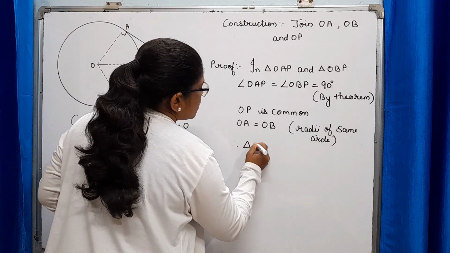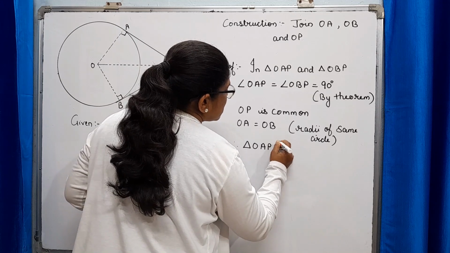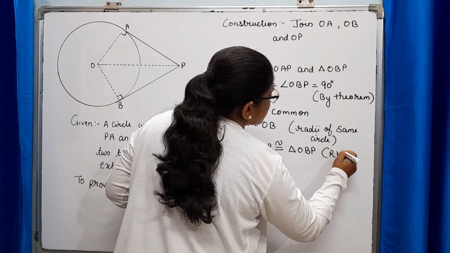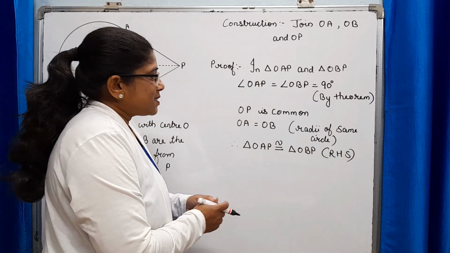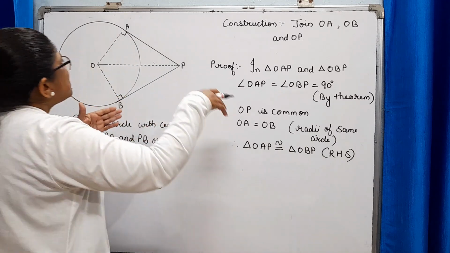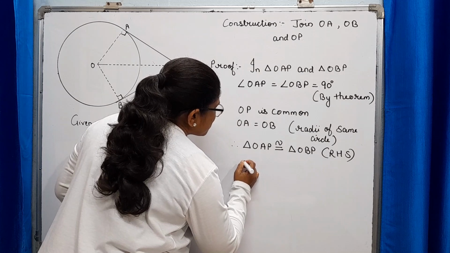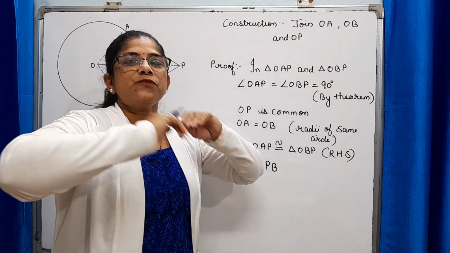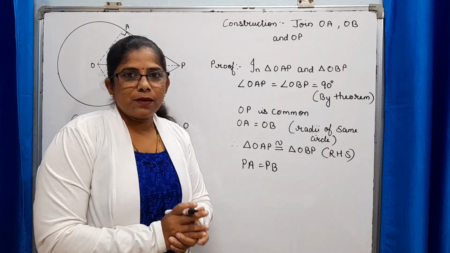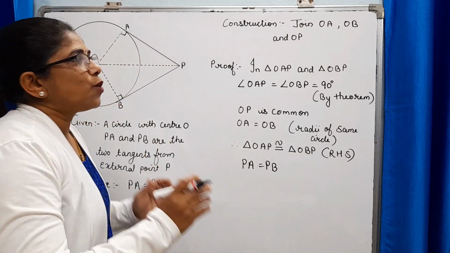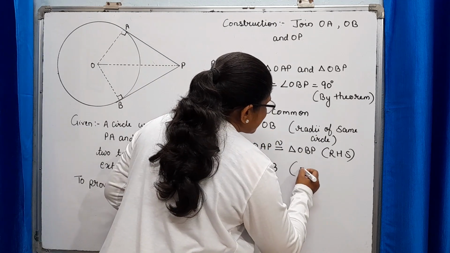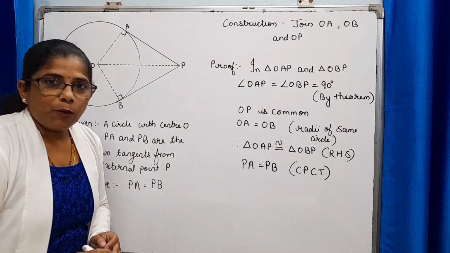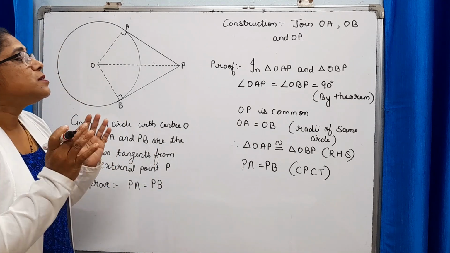Therefore, triangle OAP is congruent to triangle OBP by the RHS rule. And as these two triangles are congruent, PA is equal to PB. Reason? The most favorite reason to write of our students is CPCT: corresponding parts of congruent triangles. So here we complete the second theorem of the chapter circle.